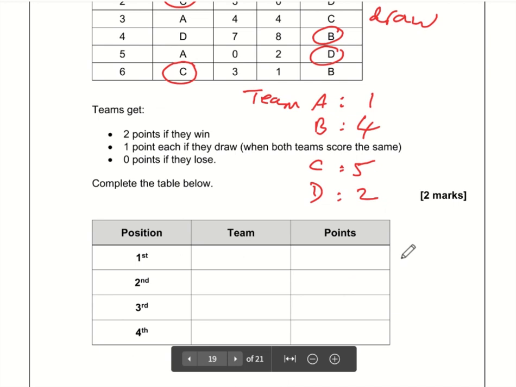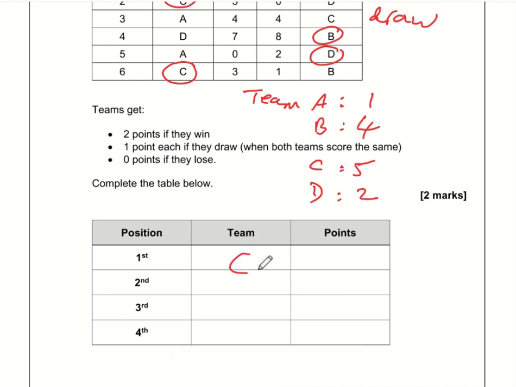There we go. So in first position is Team C with 5 points. Then it's Team B with 4 points. Then Team D with 2 points. And Team A with 1 point.